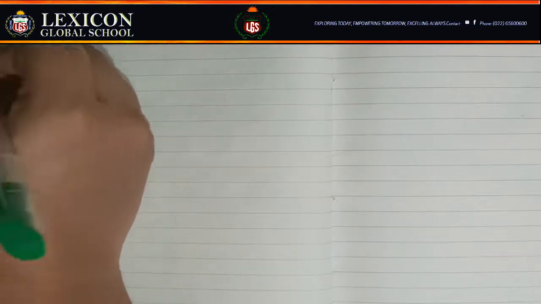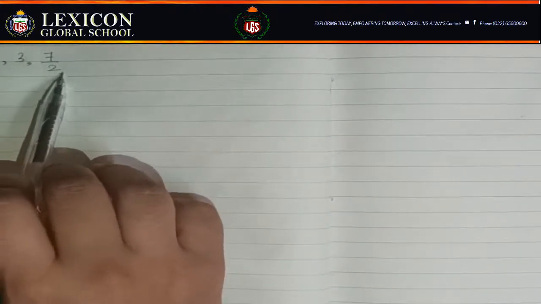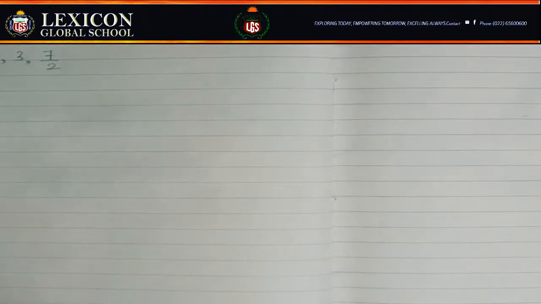Let's take into consideration sum number 2. So the question goes like this. 2, 5 upon 2, 3, 7 upon 2. There is a slight change in the question. In your textbook, it is given to you as 7 upon 3. You need to change your denominator to 2. So make the changes in your textbook. We'll begin with the answer.